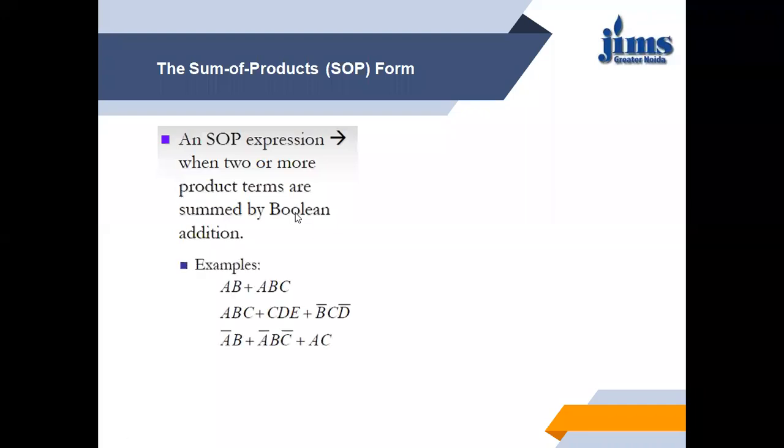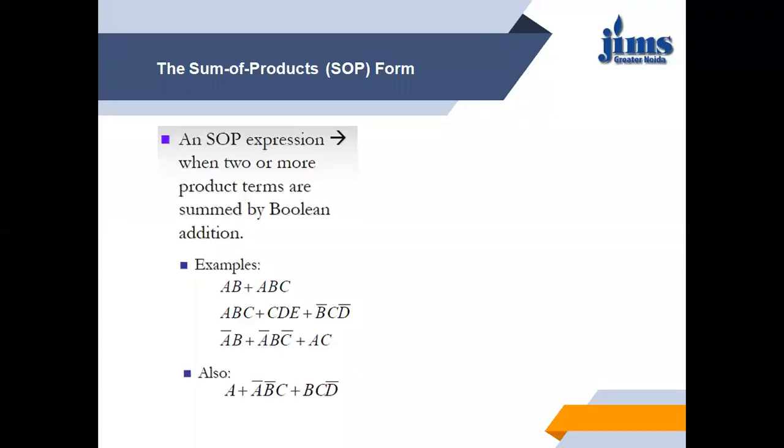For an example, let us say AB or ABC. So AB is a product term. ABC is a product term. Again, ABC or CDE or B bar, C, D bar. So there are three product terms and these are all summed. Hence it is called sum of product. The product terms are summed. Then it is called SOP. In the last expression, we have A bar B plus A bar B C bar plus AC. So AC, A bar B C bar, A bar B, these are the product terms, and when these product terms are summed, then it is known as sum of product.